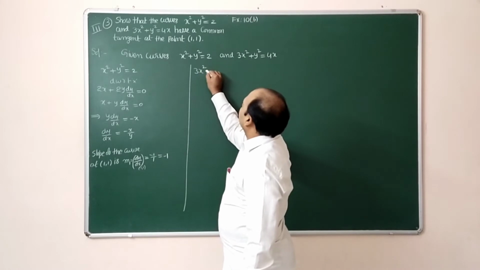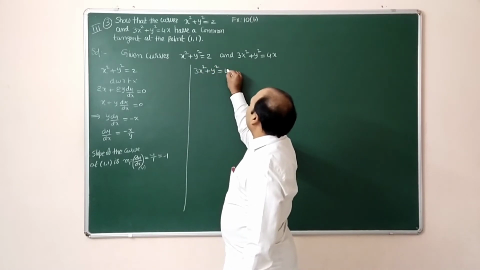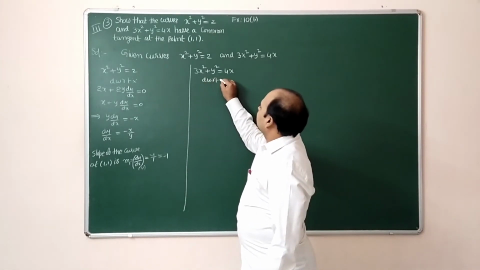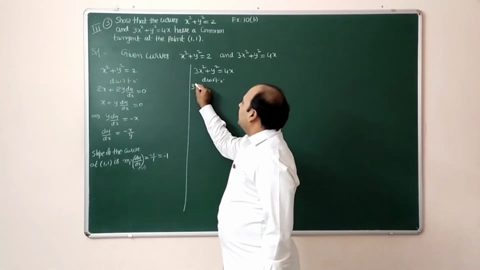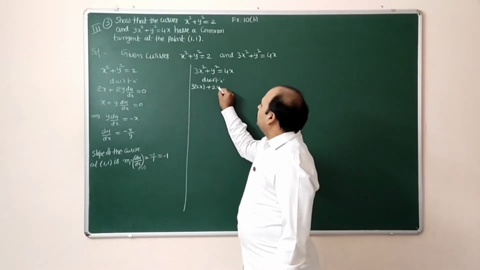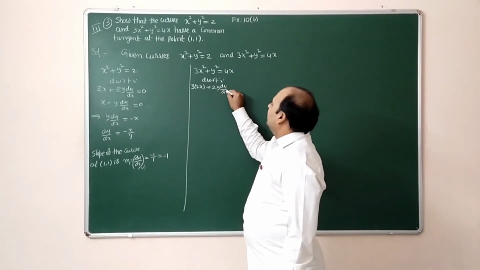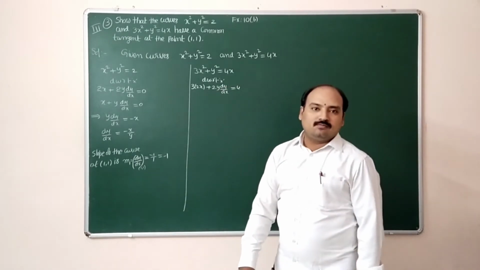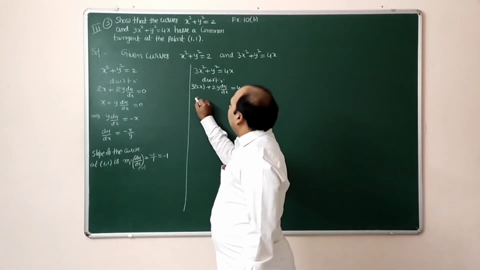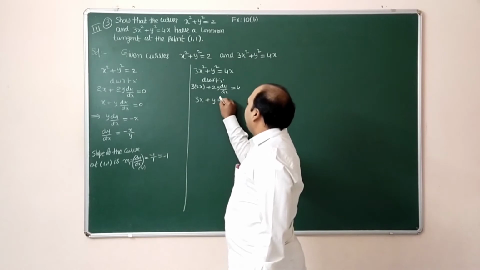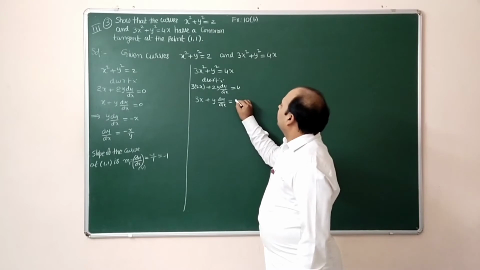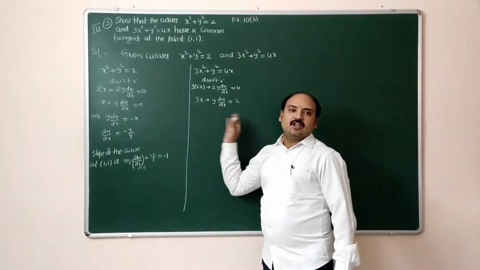3x square plus y square equal to 4x. Differentiate with respect to x. 3 into x square derivative is 2x plus y square derivative is 2y into dy by dx, which is equal to 4x derivative is 4. So both sides 2 take common and cancel. So we will get it as 3x plus y into dy by dx is equal to 2. Both sides dividing by 2.